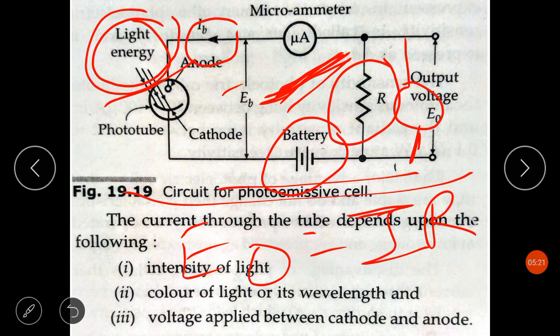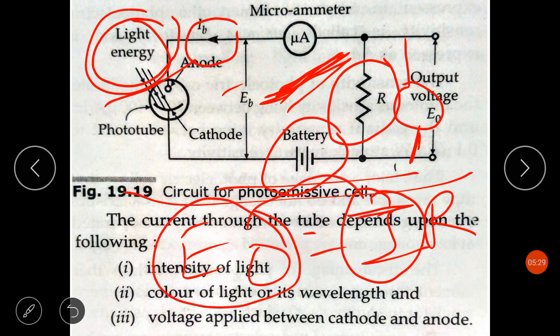Since I, this photoelectric current, is dependent on the luminous flux or luminous intensity, and this output voltage is dependent on this photoelectric current, we can say that this output voltage will tell you the luminous flux or luminous intensity. So this is a transducer.